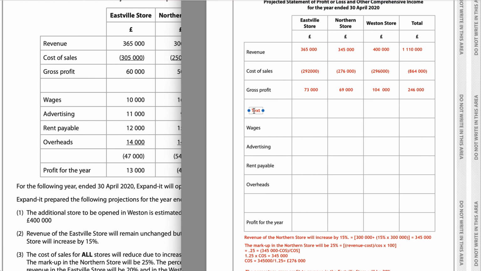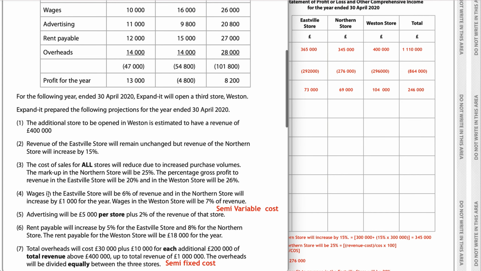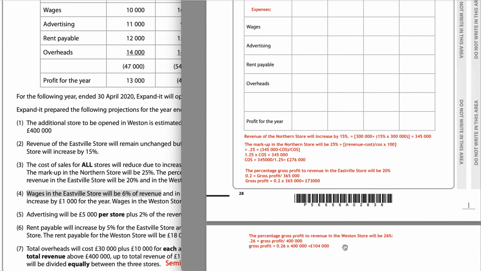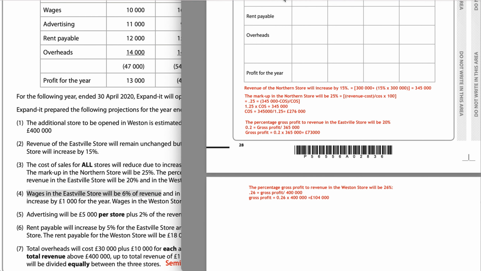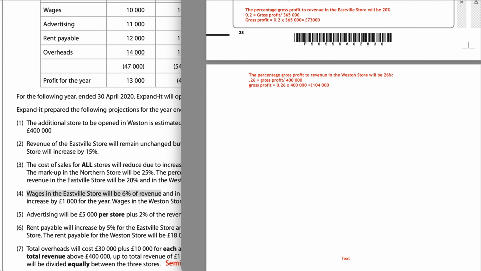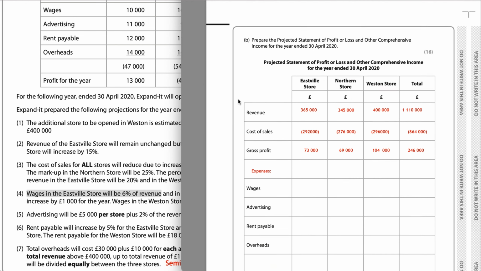Expenses. These are the expenses for the year. Okay, expenses. So the first one is the wages. What is the information? The wages information is given here. Wages in the Eastville store will be 6% of the revenue. So wages for the Eastville store will be equal to 6% of the revenue.